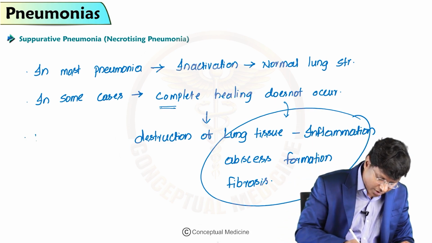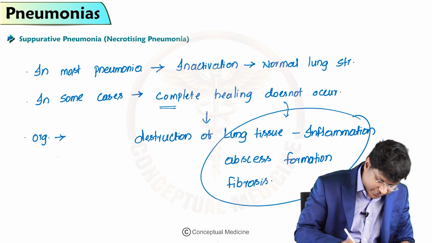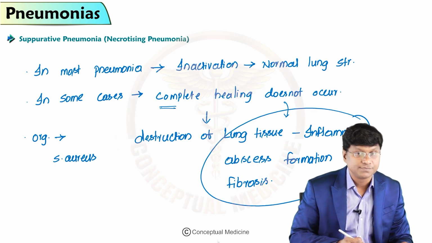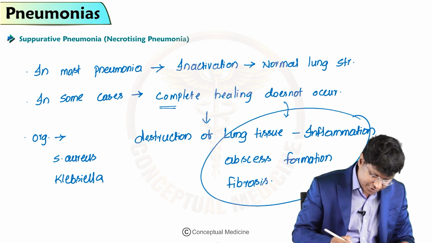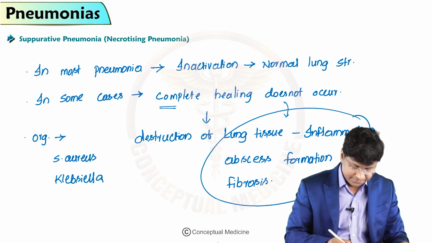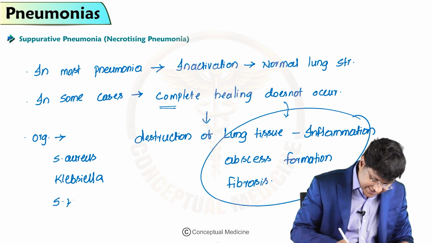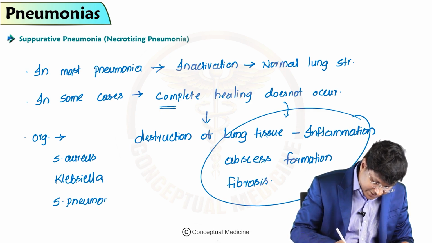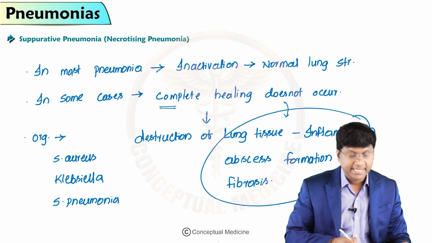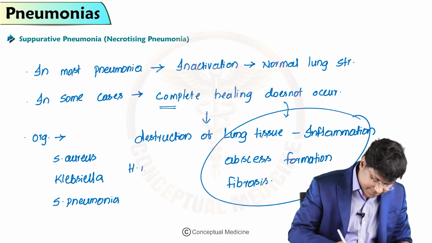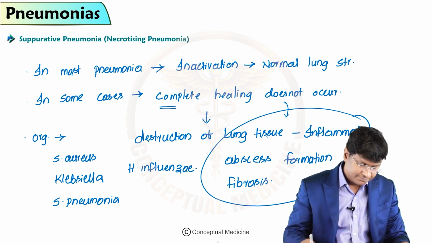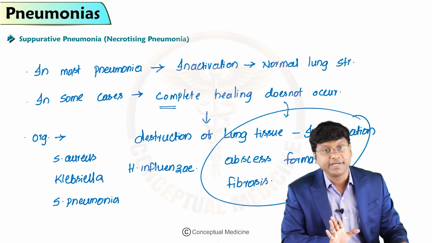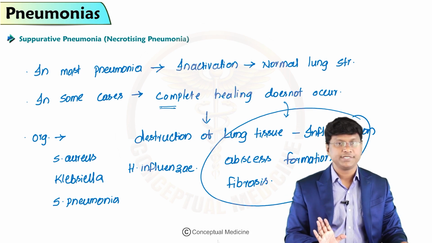And the organisms which are responsible for necrotizing pneumonia include Staphylococcus aureus, Klebsiella pneumoniae, Streptococcus pneumoniae, and Haemophilus influenzae. Okay, so this is about your necrotizing pneumonia or suppurative pneumonias.